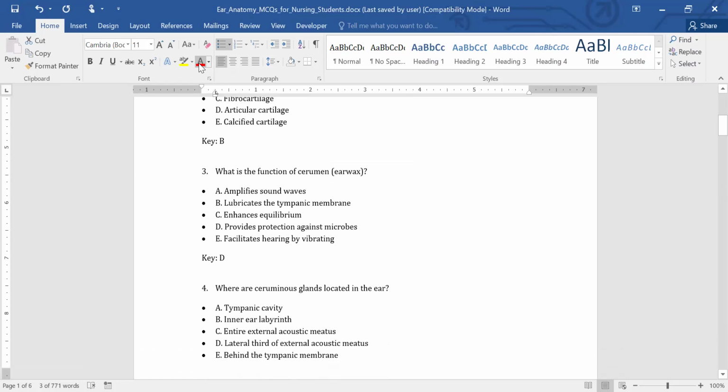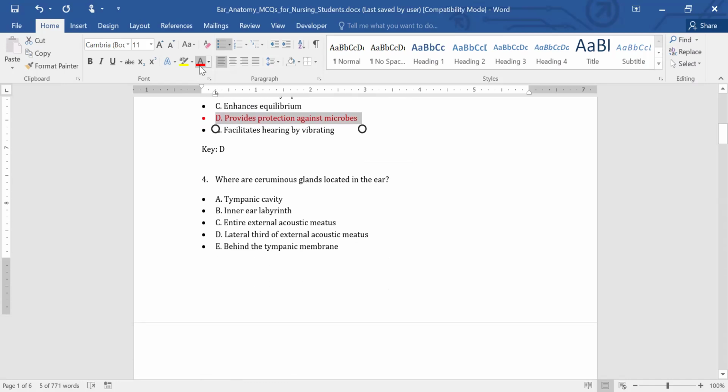What is the function of cerumen, earwax? It amplifies sound waves, it lubricates the tympanic membrane, it enhances equilibrium, it provides protection against microbes, facilitates hearing by vibrating. So it provides protection against the microbes.